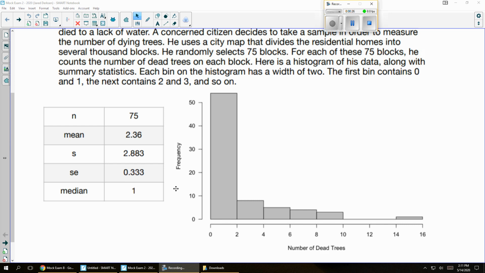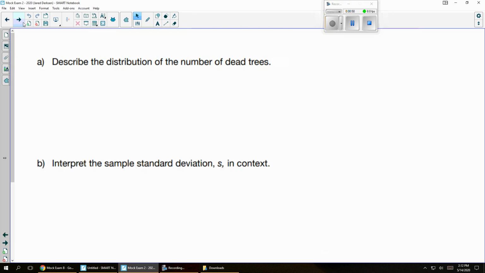And basically this means there were 75 sections they looked at, and 50 some odd, 53 or 54 of them had between 0 and 2 trees, or 0 or 1 tree. And then this would be 2 and 3, 4 and 5, and up here at 14 and 15 for that number. So let's see how we would answer these questions.